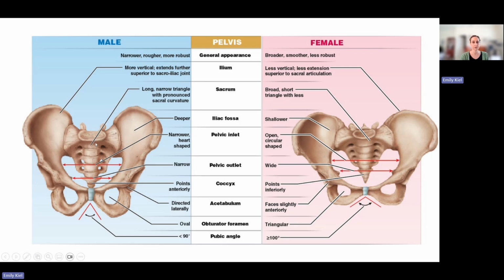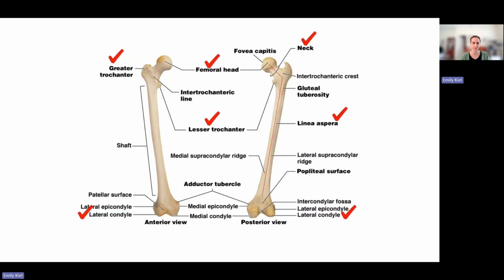The coccyx for males will point anteriorly, versus for females, it will point inferiorly, again, making that pelvic opening larger. And then notice for the males, the ilium is more vertical, versus for females, it is a little bit less vertical and extends less superior to that sacral articulation as well. So those are a couple of highlights for differentiating, is it a male or is it a female pelvis?